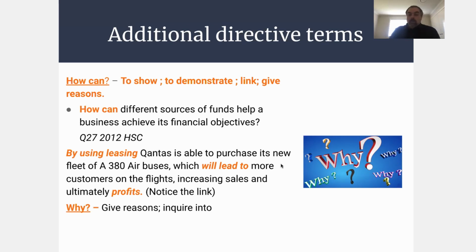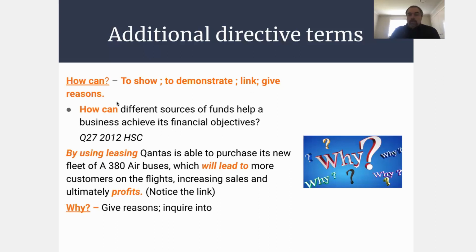Okay, so how can they, a different source of funds? So a source of funds is leasing to achieve its objectives. So the objectives of sales and profits. So by investing in the new A380 Airbuses, they're a larger plane. Obviously, you can get more customers on those flights. Therefore, you can sell more tickets and hopefully make more profit.